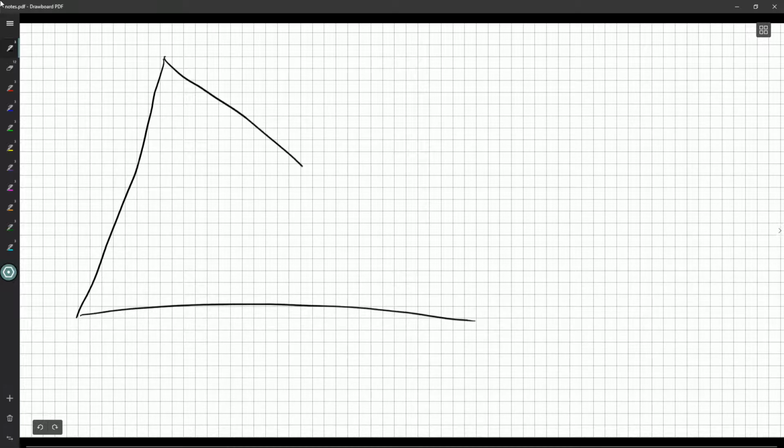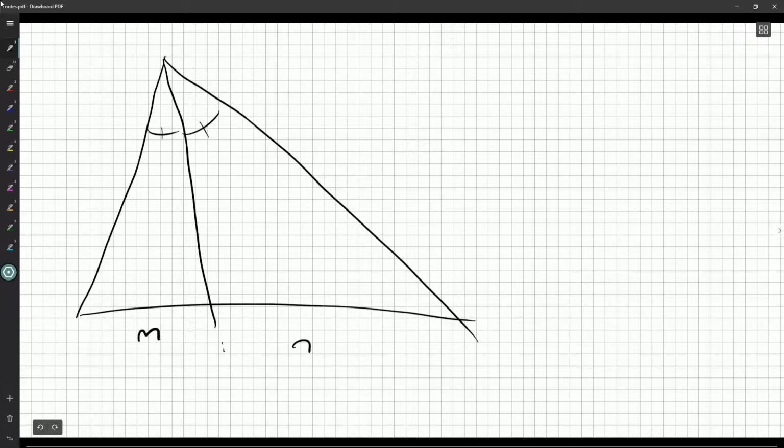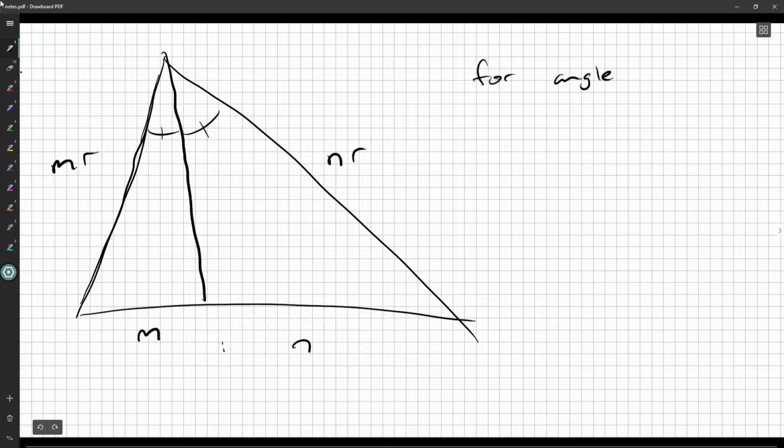I'm just trying to think, why would they give me the angle by the thing that splits the angles? These two angles are the same. But there's a nice result that says if you've got a ratio of m to n, then the corresponding sides on either side of the division of the angle bisector are in the same ratio. So this is m times some r for the ratio, and this would then be nr. Okay, so this holds true for the angle bisector here.